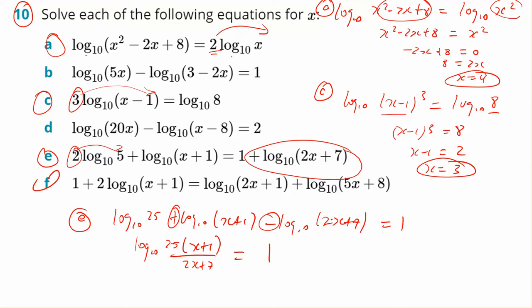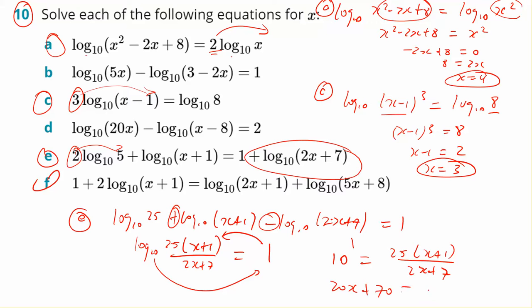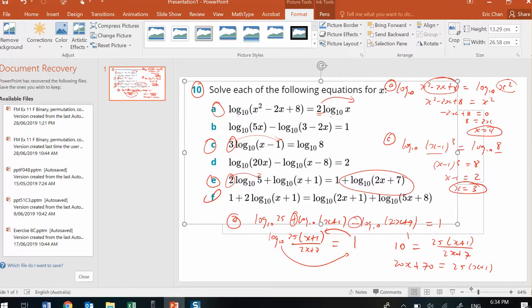Now, we can't solve this straight away. What we can do is change it to exponential form by going 10 to the power 1 equals this, which works. 10 to the power 1 is 10. You're just solving it. So I'm going to multiply both sides by 2x plus 7. So 10 times 2x plus 7 would be 20x plus 70 equals 25(x plus 1). Let's keep going.